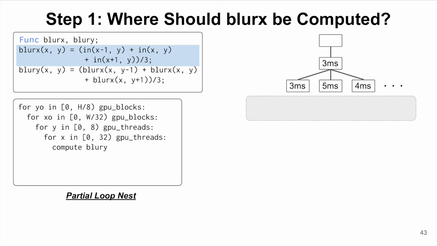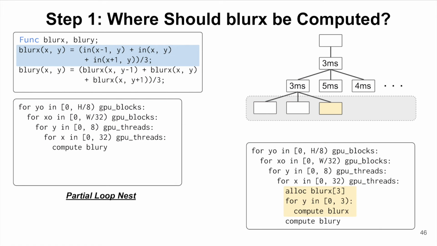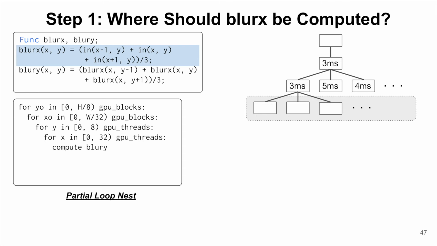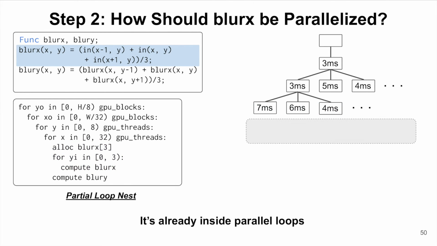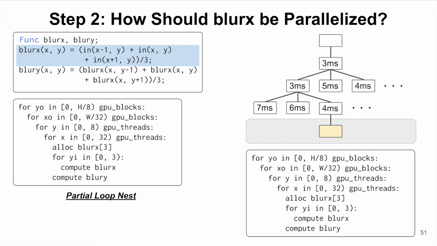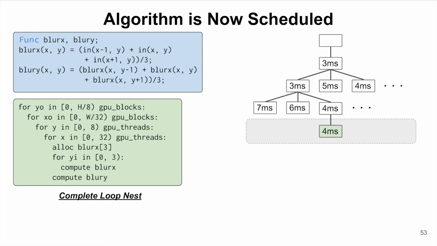We then repeat this process for blur x. We generate possible locations where blur x can be computed. We run the cost model and we take the best option. Choosing how to parallelize blur x is straightforward now. It's already inside a parallel loop, so it doesn't need to be parallelized. So that leaves only one option left. We can run the cost model one more time, and the algorithm is now fully scheduled.